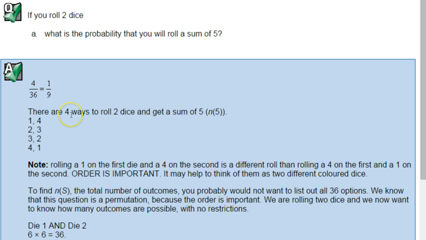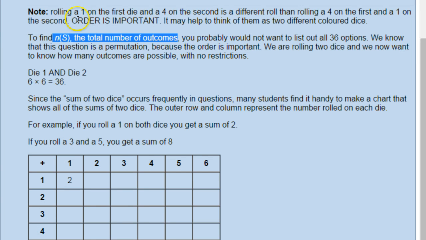Now, we can roll 5 in 4 ways. We can roll 1 and 4, 2 and 3, 3 and 2, 4 and 1. And you can see all of those will add up to 5. And that is the likelihood of the event of a sum of 5 being rolled. So one thing we need to observe is that the order is important. It matters whether we roll 1 on the first die and 4 on the second die, or vice versa.